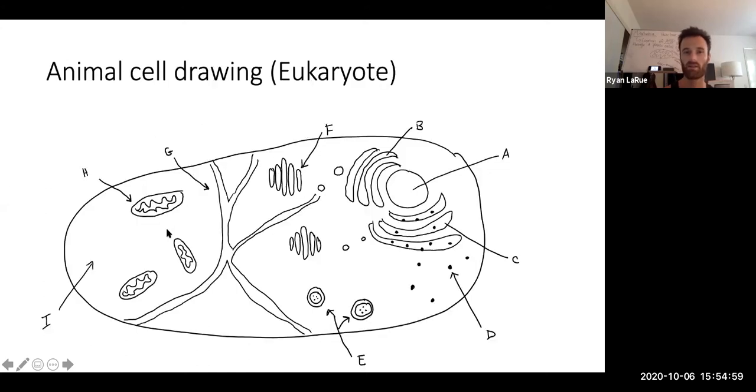Okay, here's my fun activity. So, all right, let's have some fun. So I'm gonna ask you guys what organelle is being pointed at. So let's start with H. What is H?